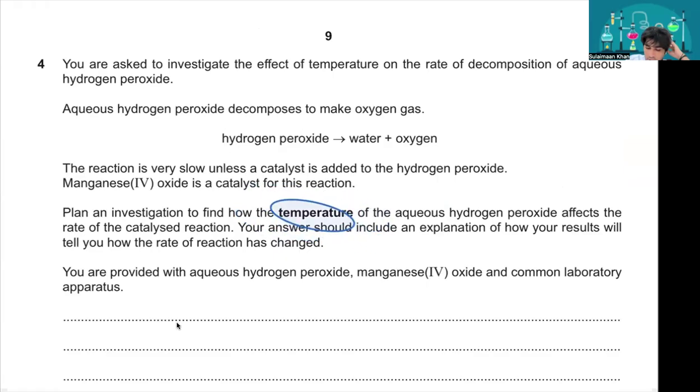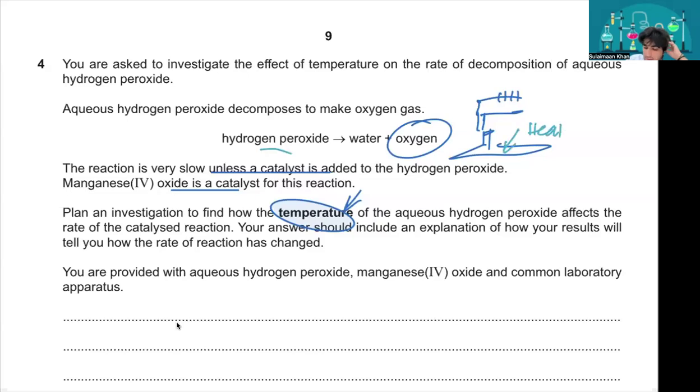How do you find the temperature of the aqueous hydrogen peroxide? Plan an investigation to find how the temperature of aqueous hydrogen peroxide affects the rate of catalyzed reaction. So in both cases you have a catalyst, because it's very slow until you add a catalyst. But because oxygen is being formed, I could use the same experiment. And in one case, what I'll do is make sure that hydrogen peroxide is heated.